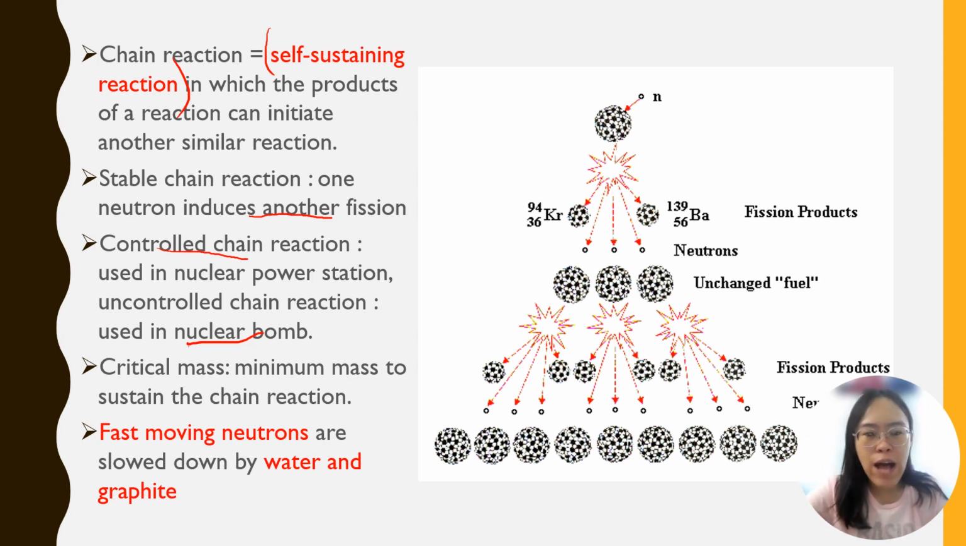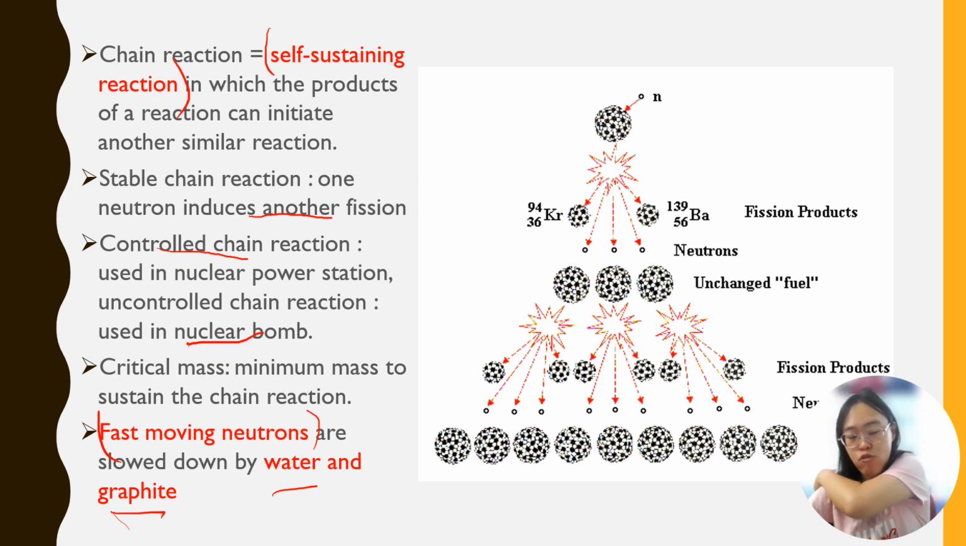Okay, so fast moving neutrons are slowed down by water and graphite. Why do we want to slow down a fast moving neutron? It is able to slow down the nuclear fission process, so less nuclear energy will be produced. Okay, so that it will be a controlled chain reaction.